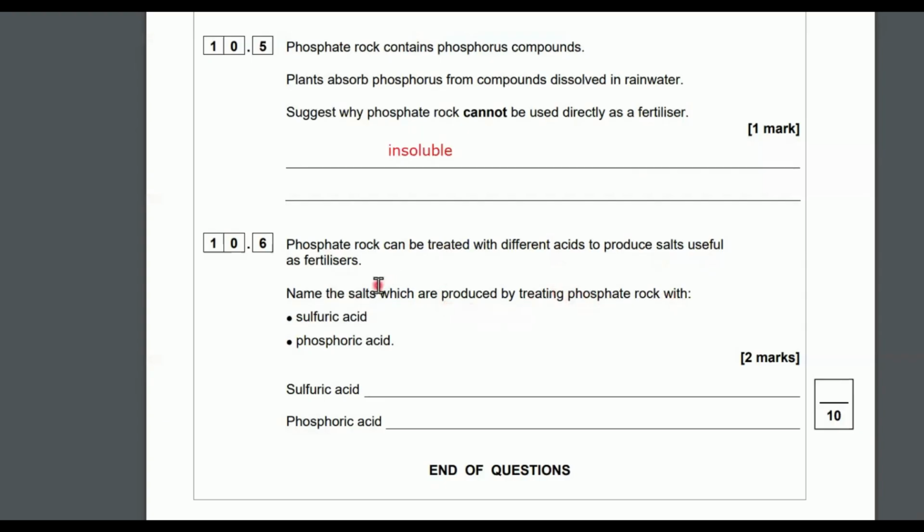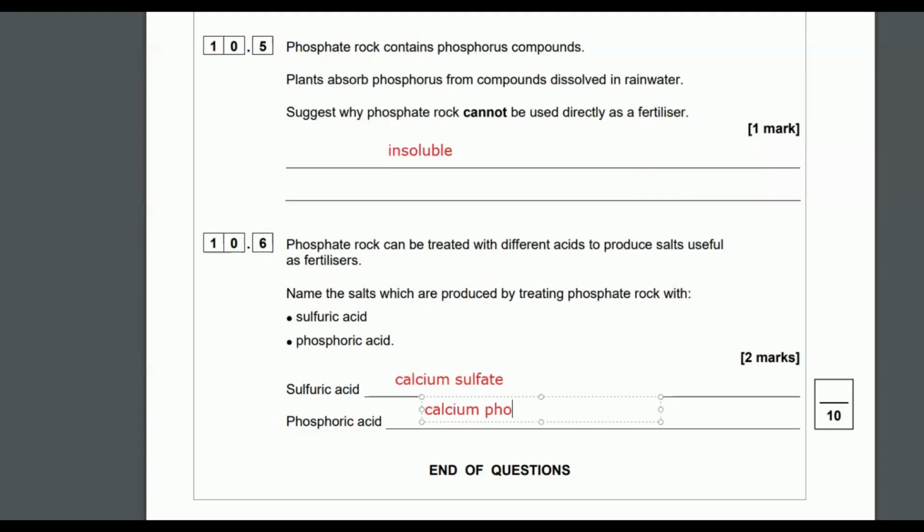Okay, phosphate rock can be treated with different acids to produce salts useful as fertilizers. Name the salts which are produced by treating phosphate rock with sulfuric acid and with phosphoric acid. These are right at the end of your CGP revision guide for chemistry. You just have to know that phosphate rock, if you mix it with sulfuric acid, you make calcium sulfate, or if you mix it with phosphoric acid, you'll make calcium phosphate.